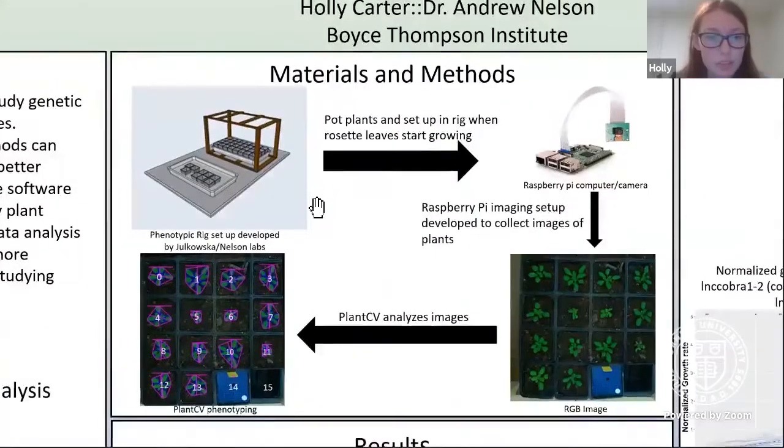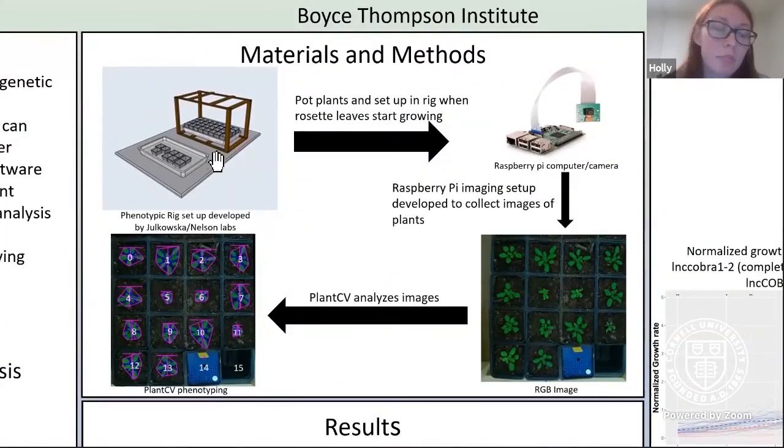So in order to do that, we developed, I say we, I mean the Jalauskas and Nelson Lab developed phenotypic rigs that have 2 Raspberry Pi computer camera setups in each rig, which will be used to take images every 30 minutes for when the plants are growing in the rigs. And then we'll collect those images over about a 2-week period, and then use PlantCV to analyze these, as seen here.